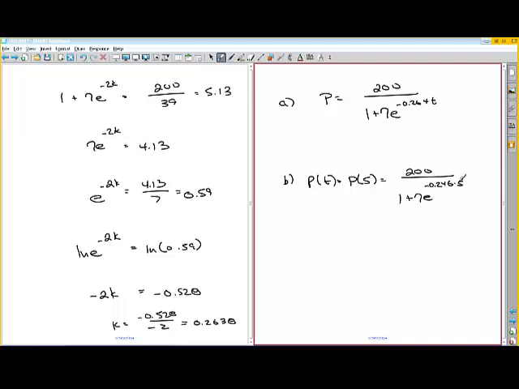Just like that. So let's try 200 divided by the quantity, 1 plus 7 times e to the negative 0.246 times 5, close the parenthesis, and I get 65.6. So I'm just going to round up to 65 because let's see what they do. Well, they say approximately 70. I don't know why they round off that much.